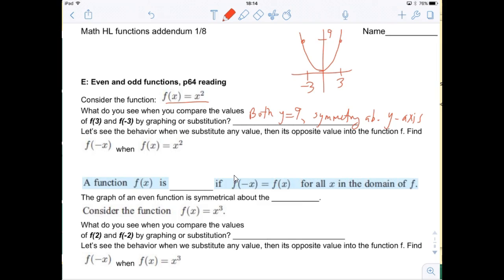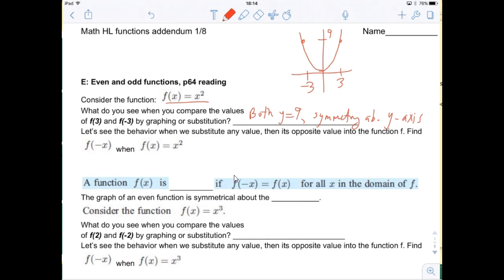So let's see the behavior when we substitute any value, then its opposite value, into the function f. Instead of substituting 3 and negative 3, we are going to put the values x and negative x. Although negative x, you might think, oh, that's a negative number. Negative x is not a negative number. Negative x is the opposite of whatever value you put into x. So if x happens to be a negative number, like negative 2, negative x is actually positive 2. So negative x doesn't mean a negative number. It means the opposite of the value you put into x.